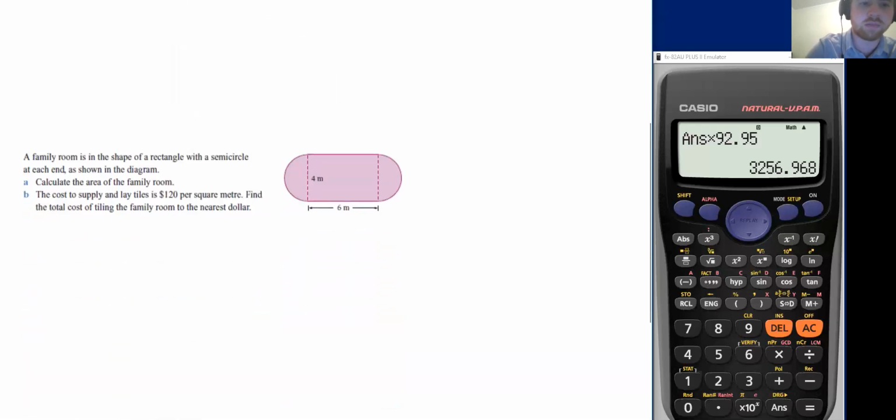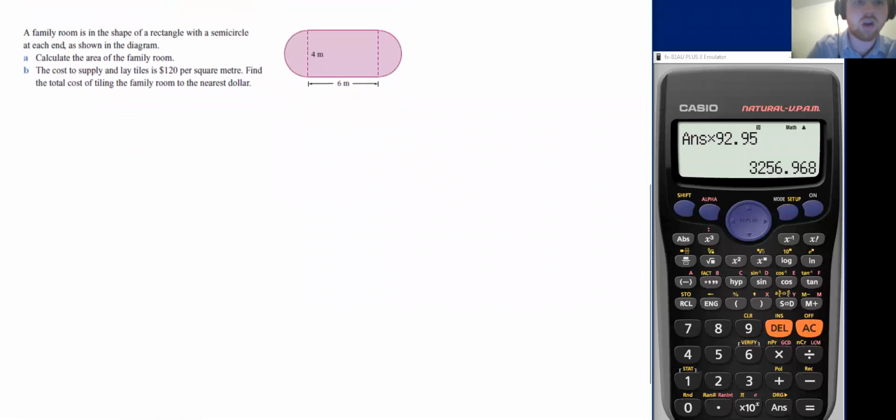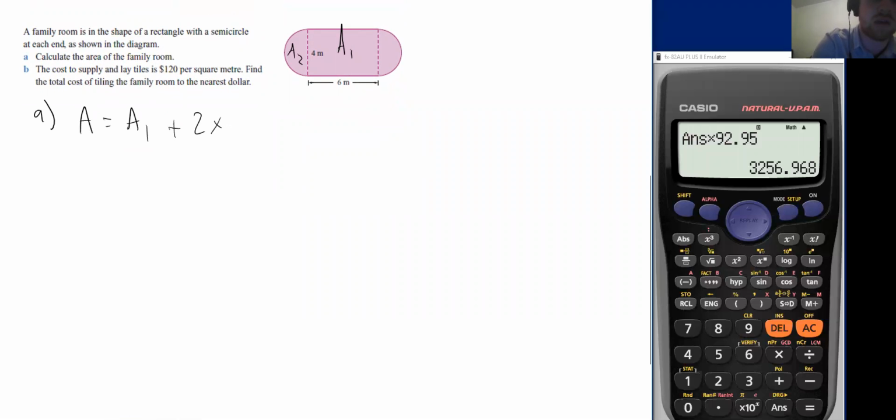All right, moving on. Here we have a composite shape. A family room is in the shape of a rectangle with a semicircle at each end. Remember, a composite shape is just a shape made up of other shapes. We're going to calculate the area of the room firstly, and then we're going to find the cost to supply it. So let's do part A first, just calculating the area. I'm going to call the rectangle area 1. I'm going to call the semicircle area 2. So the total area equals area 1 plus 2 times those semicircles there.